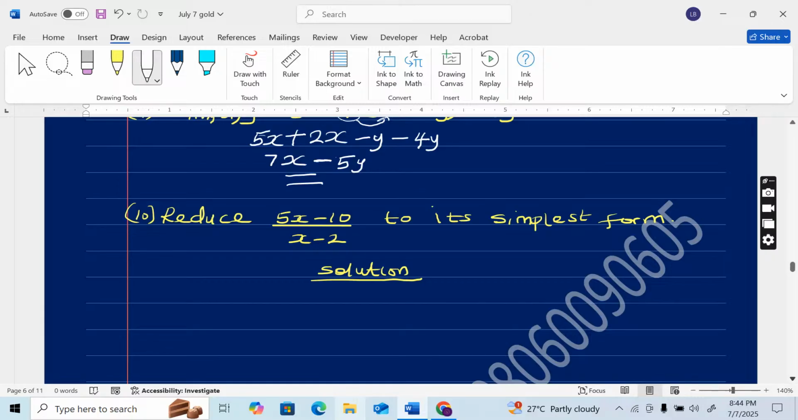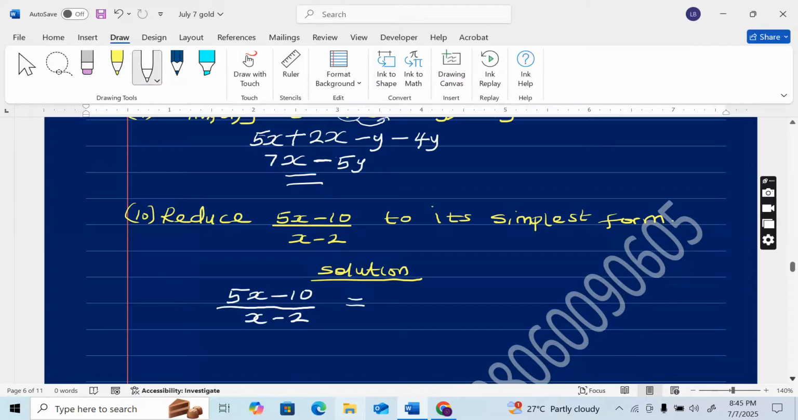All right, let's do it together. We have to reduce this. We have 5x minus 10 over x minus 2. Now, how do we reduce this? Look here, everyone. Look at what we have as the denominator. We have x minus 2. So for us to be able to simplify this, we are going to express this numerator such that it has the form of x minus 2.